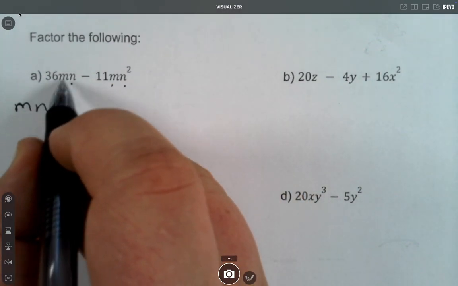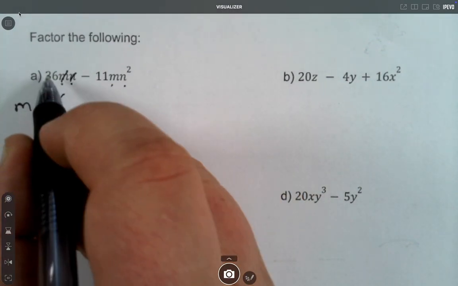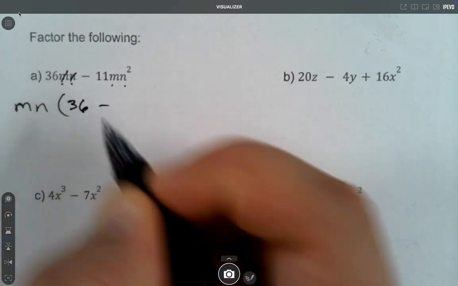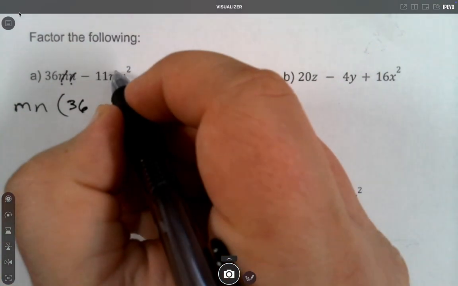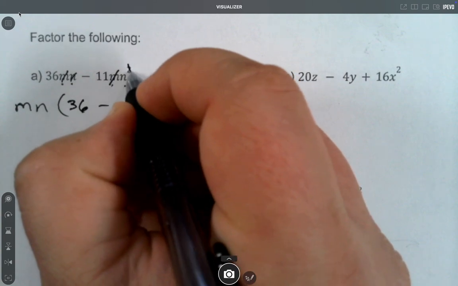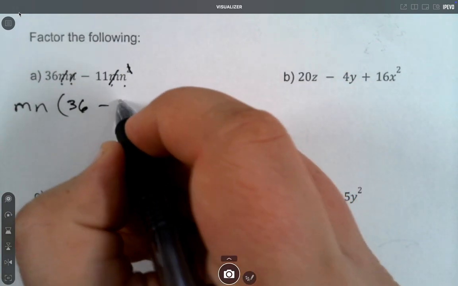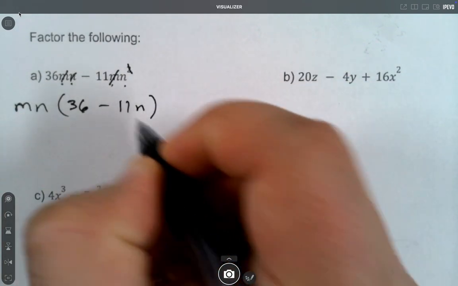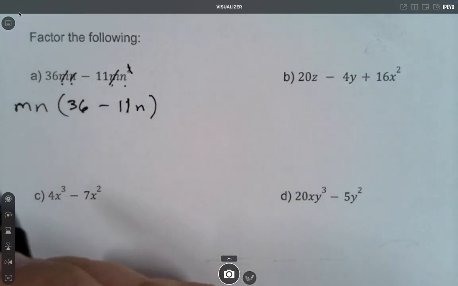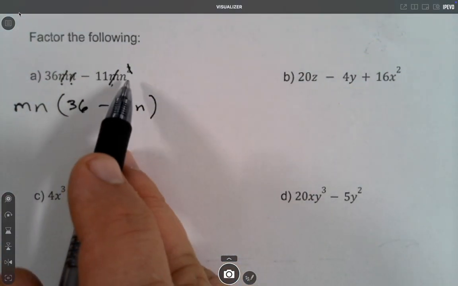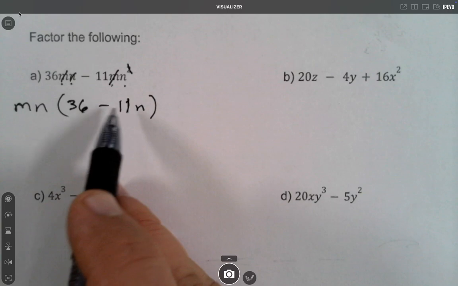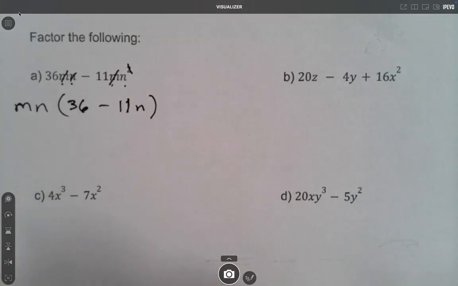Okay, so if I pull out an M and an N, this is left with just 36. I pull out an M and just one of the N's, so 11 is left and one of the N's is left. Just like we talked about on the front when you had x squared, you can pull one of them out front and one of them's left inside.